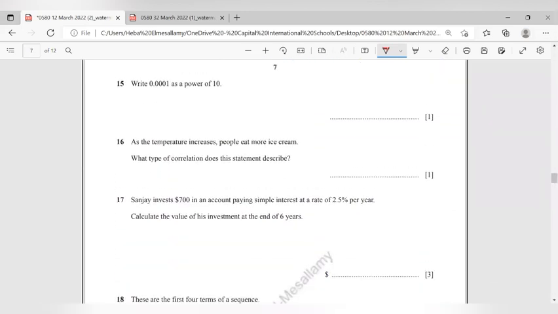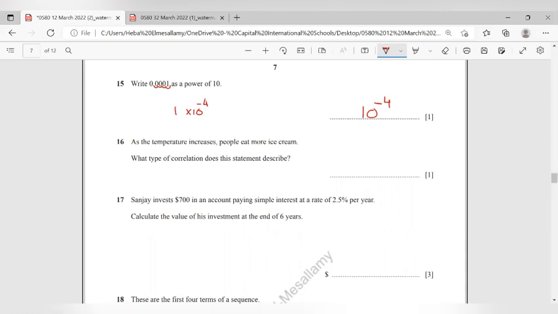Okay, question 15, write this value as a power of 10. Simply treat this question as if I'm writing the number in standard form. So I'm going to move the decimal point to the right till I reach the first significant figure. So I move 1, 2, 3, and 4. So it's 1 multiplied by 10 to the power of -4. I will just write it as 10 to the power of -4. The 1 is ignored in this case.